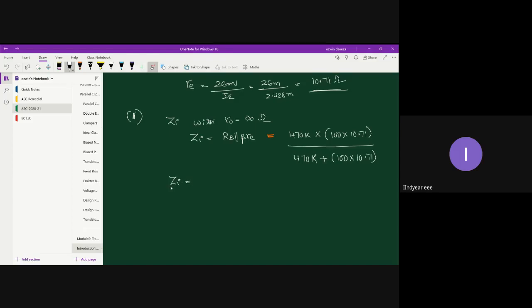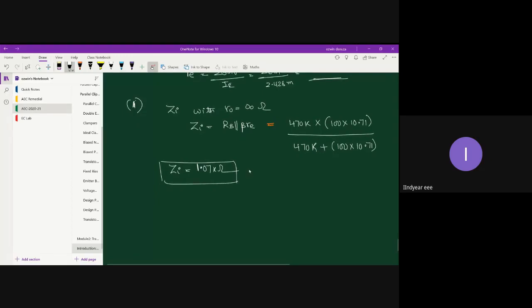So how much will you get Zi as? Because you can clearly observe that RB is very, very big compared to beta RE. So obviously your Zi should be very close to beta RE. By inspection method only I can tell. You just find out and tell me what overall input impedance Zi you get. I think you'll get it as 1.07 only. Correct? Yes, anyone? Quickly confirm. Fine, so that's your Zi.